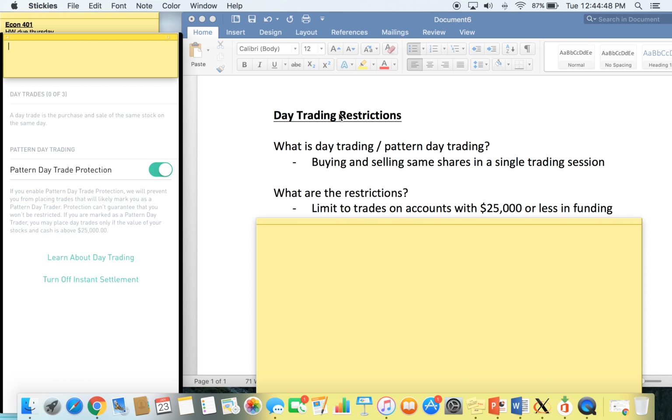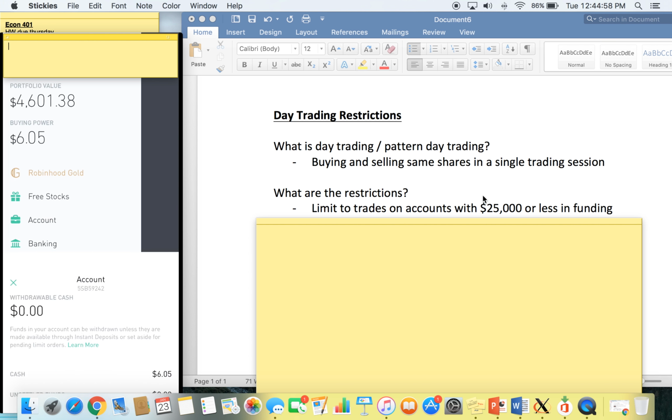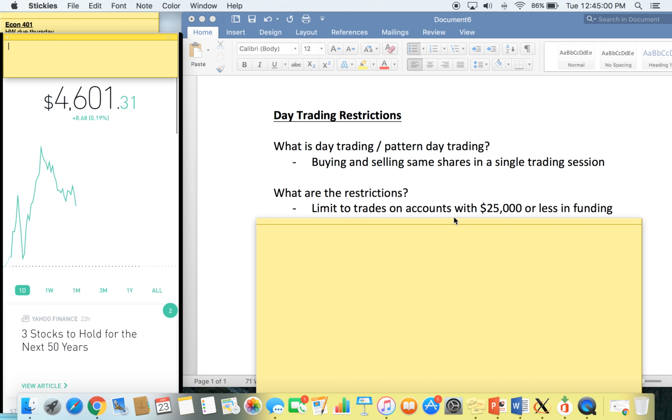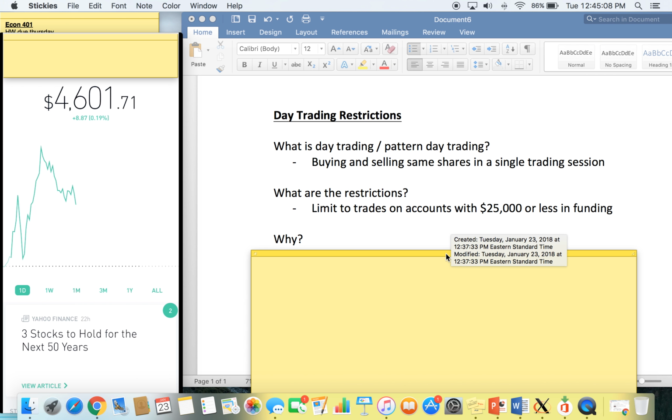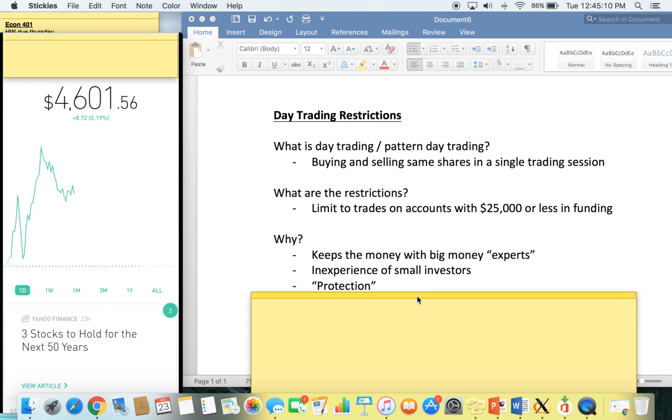Now, a lot of people who have only used the Robinhood app think these restrictions are by Robinhood, but they're actually SEC restrictions, which is a little bit strange for most people to think about, but it actually makes sense why they would have those restrictions from a lobbyist perspective and from a big money perspective, and we're going to go over that in just a second. So now let's talk about why.